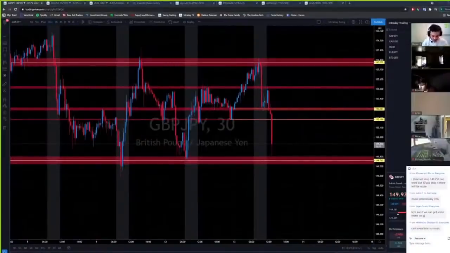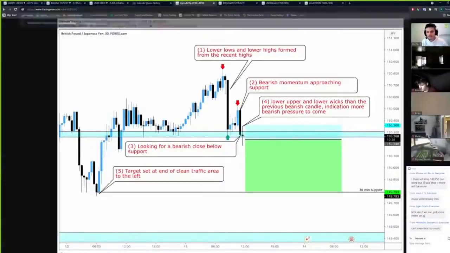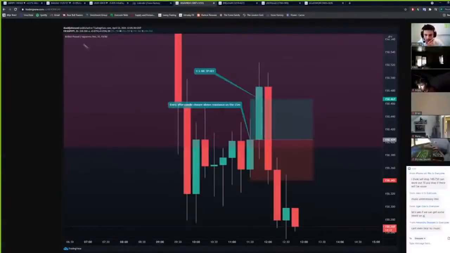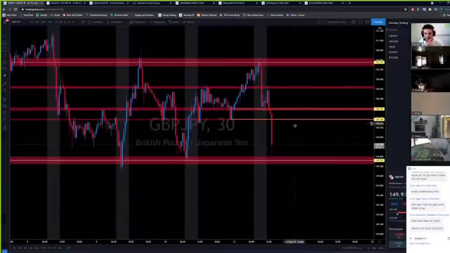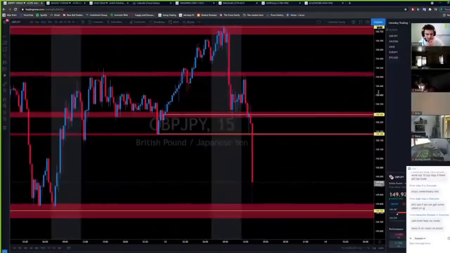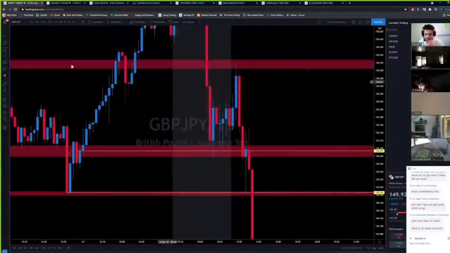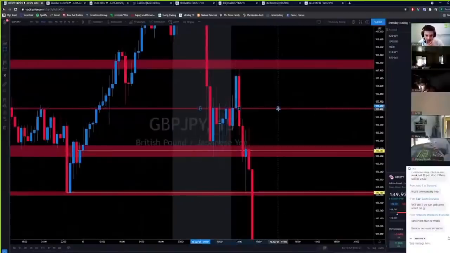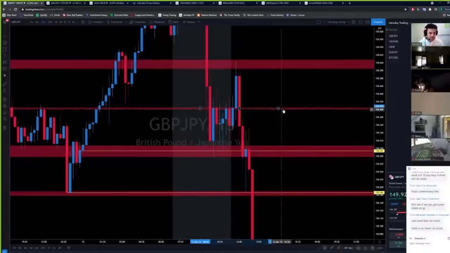Okay, we got a chart from David Johnson. This is pound yen 15, entry candle closure above resistance on the 15. Okay, 1-to-1 hit. Oh, nice. That's pretty nice. That was like a counter trend buy over there. That's pretty good. I think it was a little tricky because price didn't quite close above, but you made it work, so that's good.